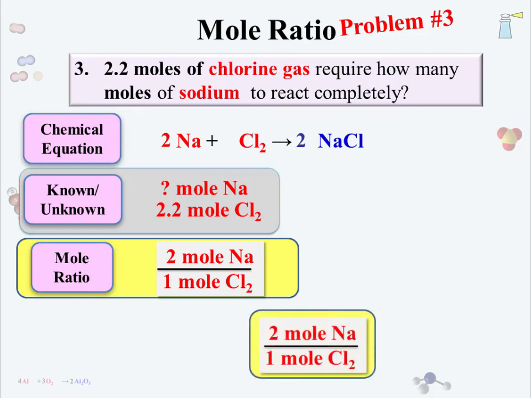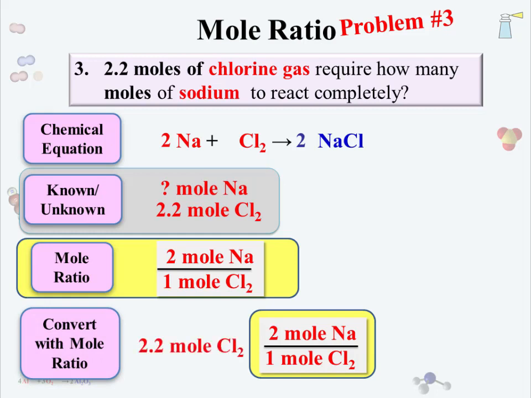Take the mole ratio to the solution equation so that it can act as a conversion factor in going from current units to desired units. The conversion takes the given value of 2.2 moles of chlorine and multiplies it by the mole ratio. Cancel the moles of chlorine gas to verify the orientation of the mole ratio, and the math is 2.2 times 2. That gives a final answer of 4.4 moles of sodium.